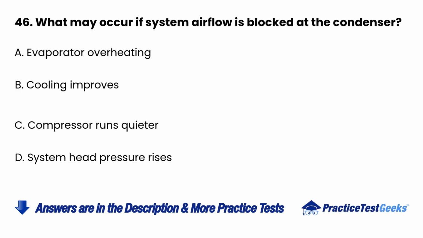46. What may occur if system airflow is blocked at the condenser? A. Evaporator overheating. B. Cooling improves. C. Compressor runs quieter. D. System head pressure rises.